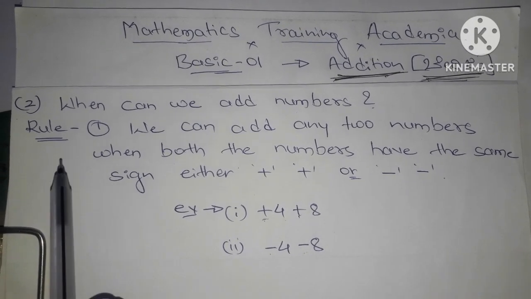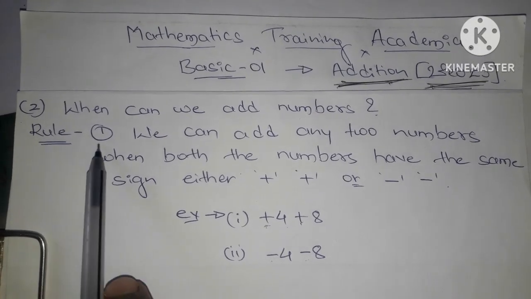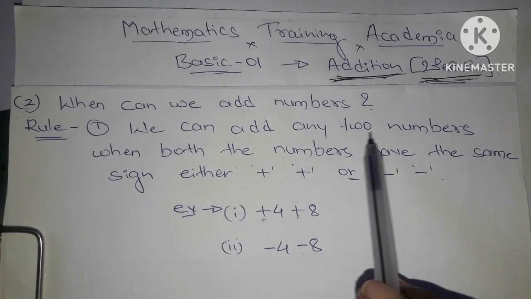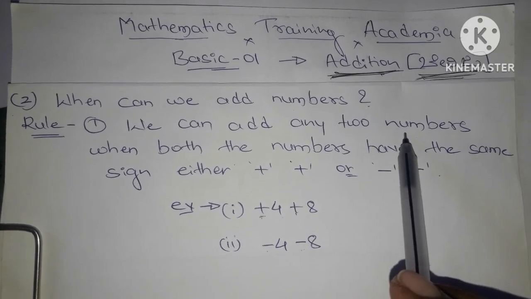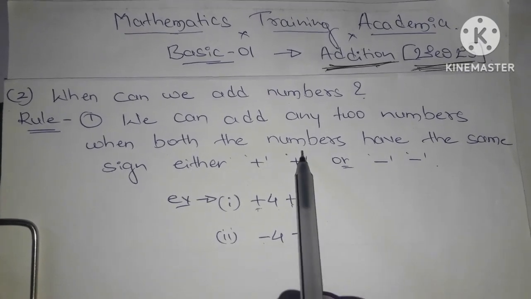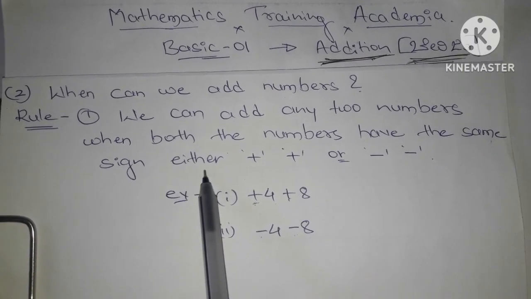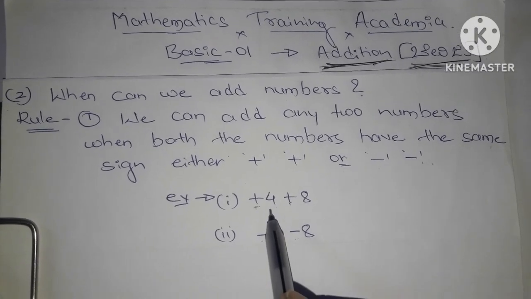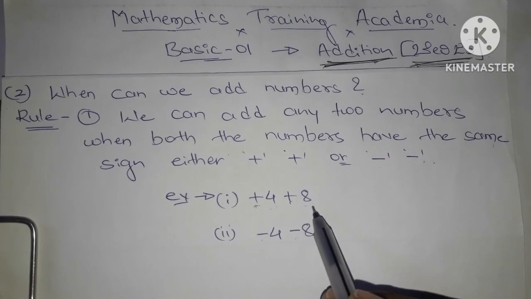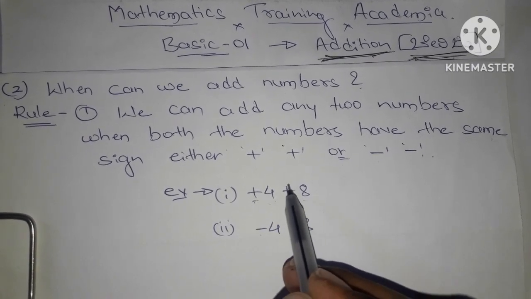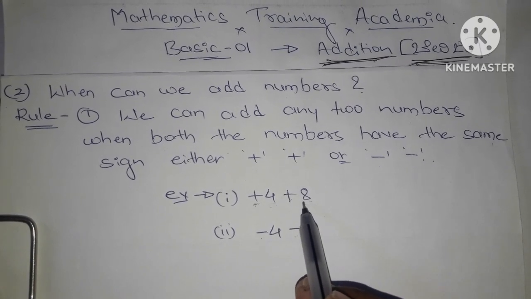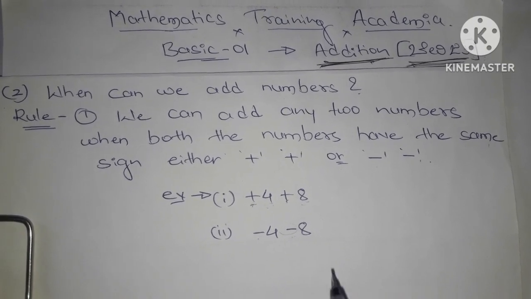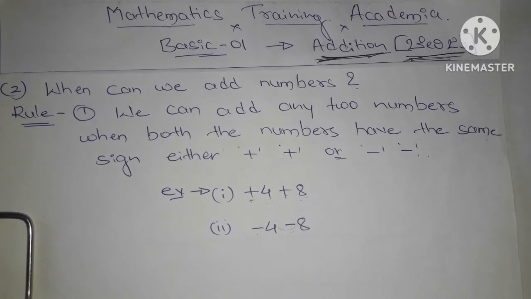So we have some rules to follow. The first rule states that we can add any two numbers when both the numbers have the same sign, either plus or minus, which means if we want to add any numbers, then the sign on the left hand side of that number should be either plus or minus, then only we can add these two numbers.